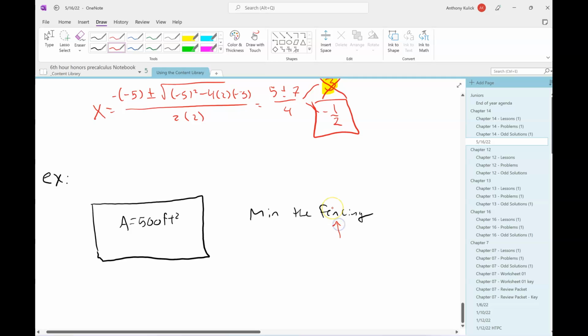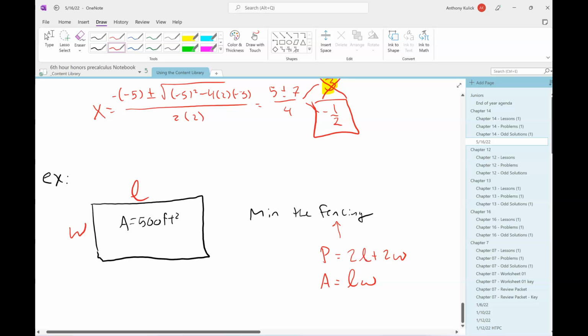So when we talk about the fencing, what's the fencing equivalent to? The perimeter. So let's give these side lengths a name. The perimeter would be, in this case, 2L plus 2W. And the area in this case would be L times W.